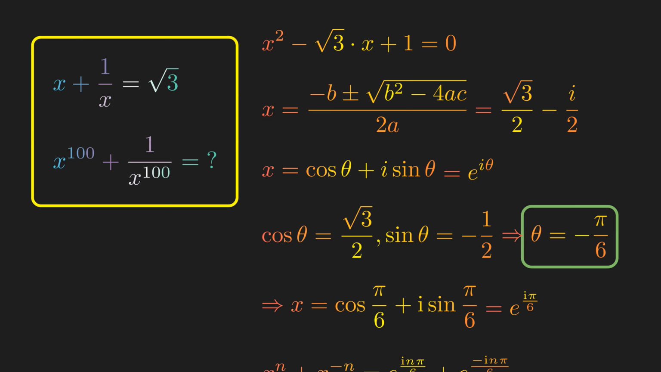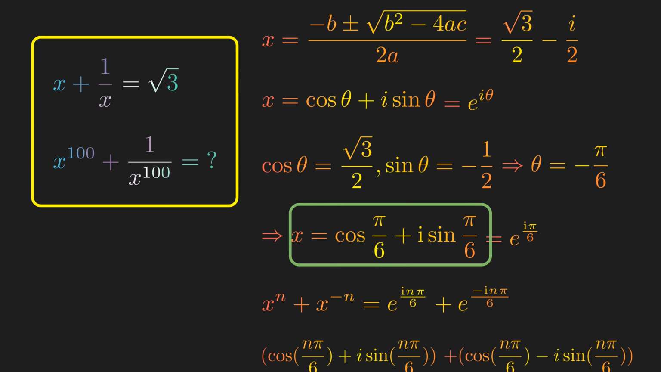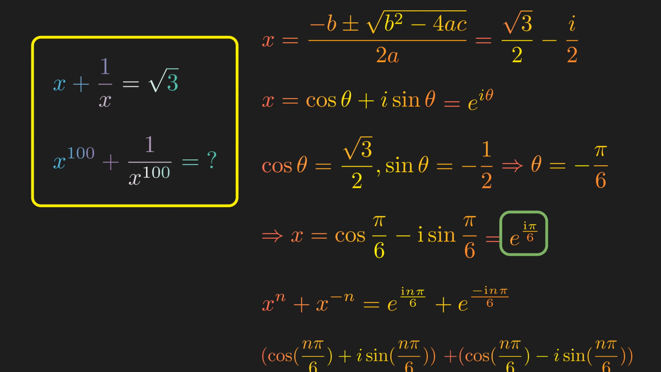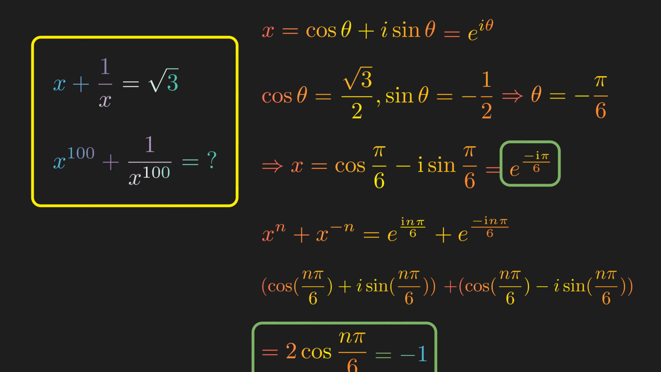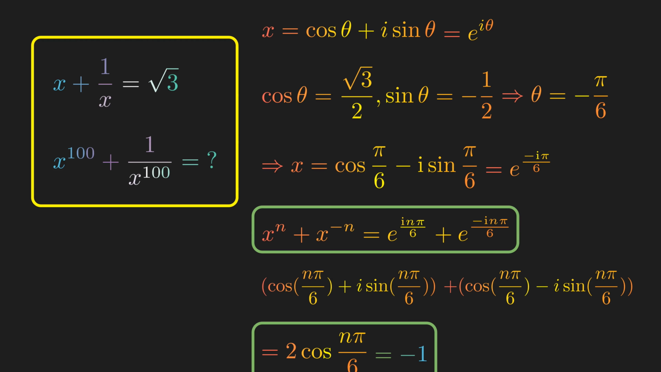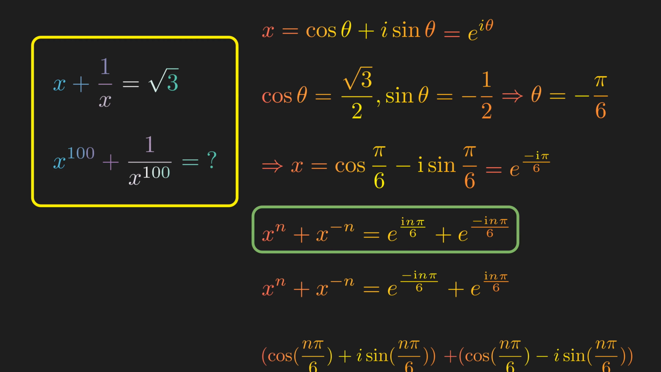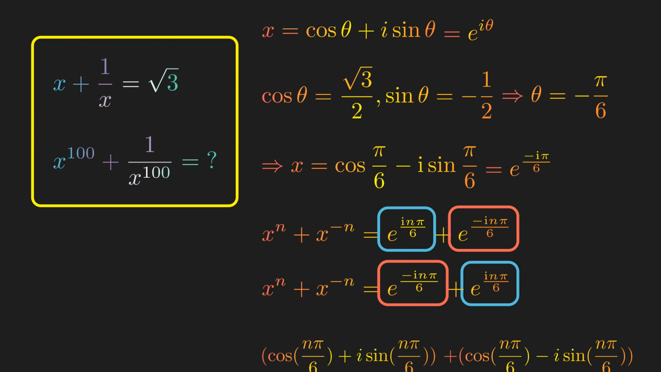Because cosine is an even function, and sine is an odd function. Cosine of negative x equals cosine of x, but sine of negative x equals minus sine of x. Okay, so let's correct this part too. We now have minus I sine pi over 6, which is the same as e to the power minus I pi over 6. When the imaginary part was positive, we had x to the power n and x to the power minus n, like this. Now if we write the case where the imaginary part is negative, you can see that they are basically the same expressions, just swapped. So whether the imaginary part is positive or negative, the answer doesn't change. We still get the same result, minus 1.